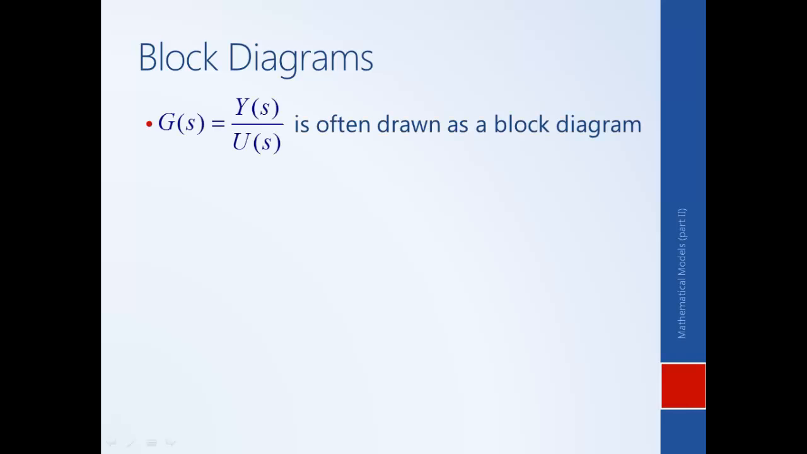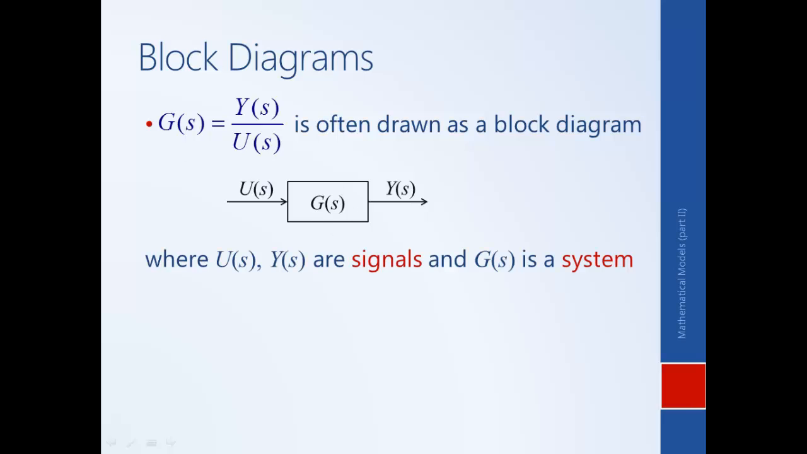Another form of model that's important is a block diagram. Oftentimes a transfer function like this can be represented as a block diagram as shown. Here, g of s is our system, and it's represented as a block. u of s and y of s are signals, where u of s is the input to our system and y of s is the output. For example, g of s could be a drive line, where the input is the torque applied to one end of the drive line, and y of s is the angular twist in the drive line.